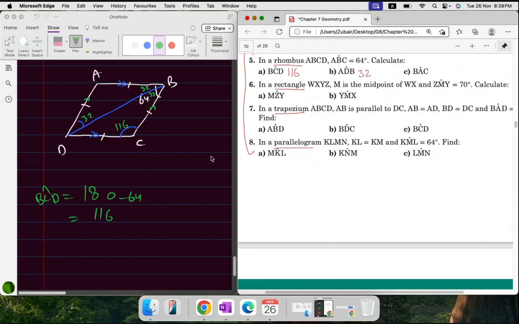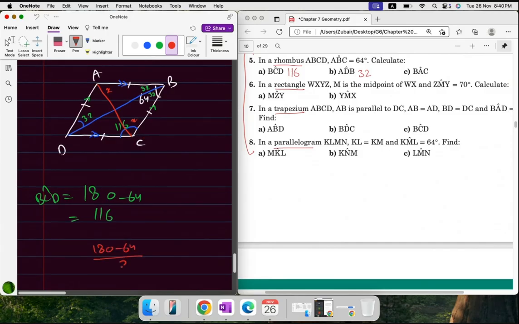Last one is BAC. In a similar way, we have 64 and these two are equal because it is isosceles. BA is equal to BC. So 180 minus 64 divided by 2. 116 by 2 is 58. Are these angles clear?